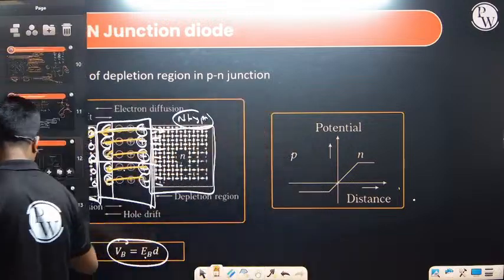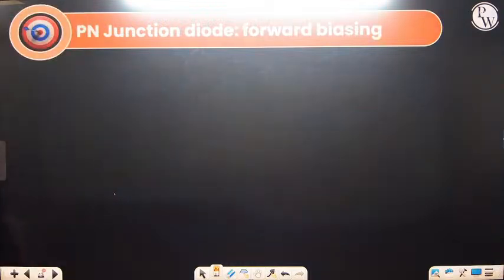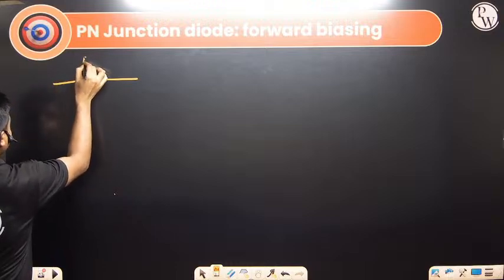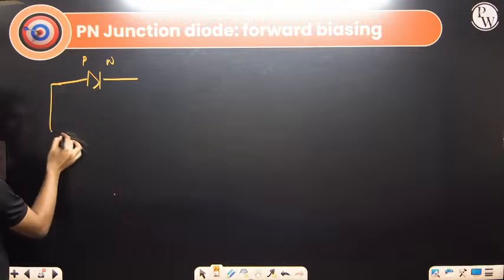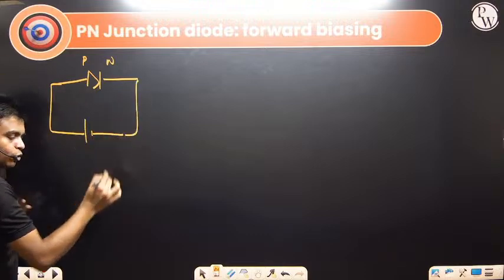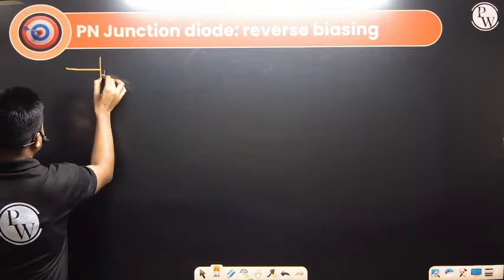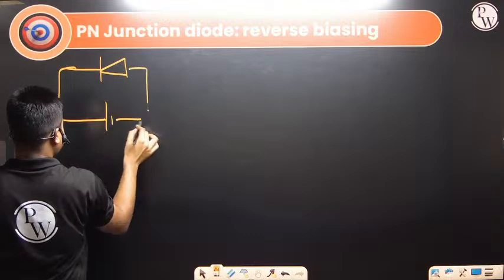We'll be discussing this further. We have two types of biasing: first is reverse biasing and second is forward biasing. So what is forward biasing? This side is p-type and this side is n-type. When the p-type is connected to higher potential and n-type is connected to lower potential, the given diode is said to be forward biased. Opposite of this, when the n-type is connected to higher potential and p-type to lower potential, it is said to be reverse biased.